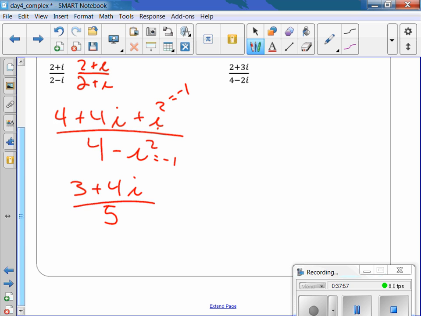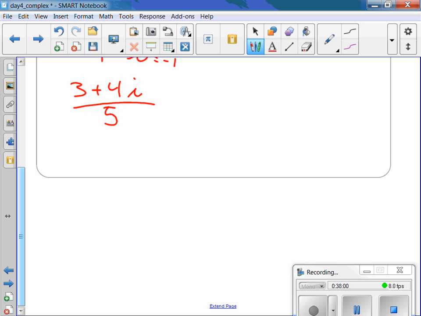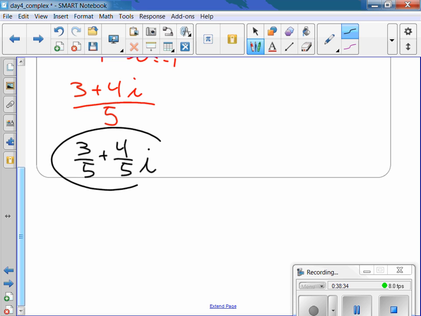Is that in standard form? No. How do I get it in standard form? Three over five, 3 over 5 plus 4. You guys are overthinking it. Absolutely. It has to be in the form a plus bi, my real number plus my imaginary part. So definitely, this 5 is underneath both terms here. So 3/5 plus 4/5 i, I should have said.